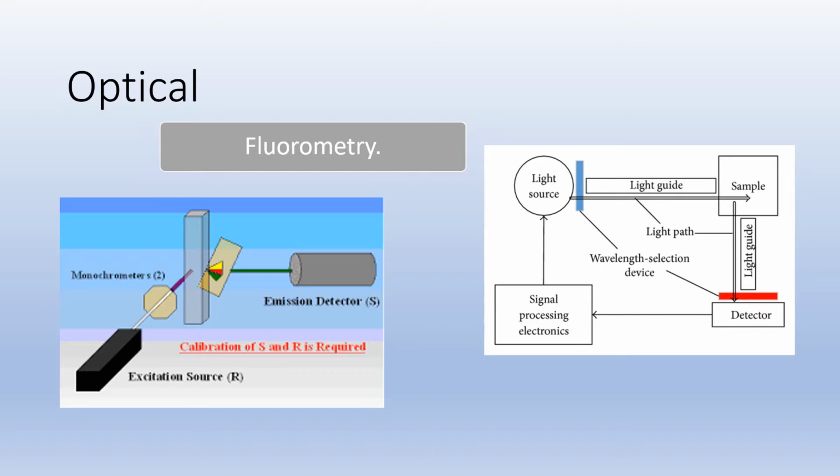Fluorometry is another type of optical sensing. Fluorometry is an analytical technique for identifying and characterizing minute amounts of a substance by excitation of the substance with a beam of ultraviolet light and detection and measurement of the characteristic wavelength of the fluorescent light emitted.